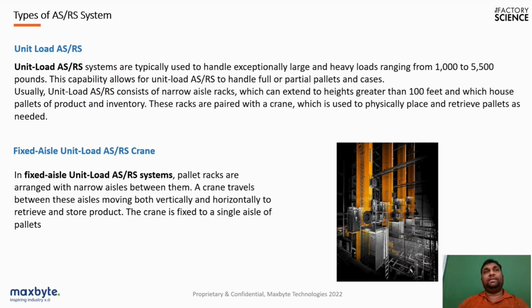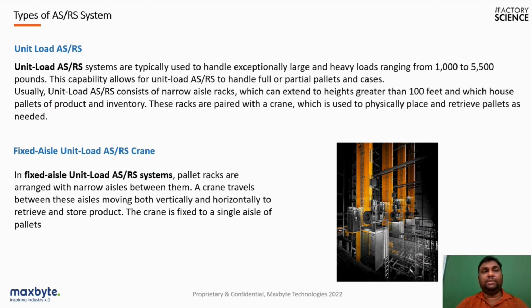So once we select the critical components, next is what type of automated retrieval system will suit us. There are multiple types of ASRS systems. We call it ASRS in short form. Automated storage and automated retrieval system is something we call ASRS. So there are multiple types, the first one of which is the unit load ASRS.